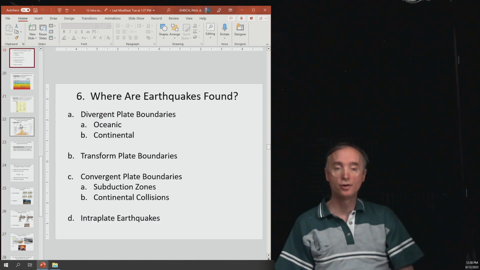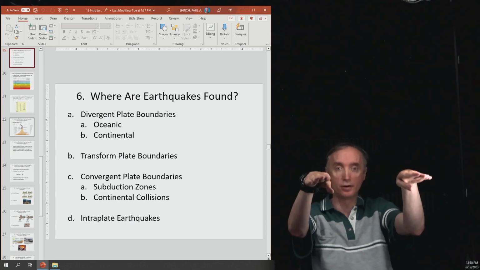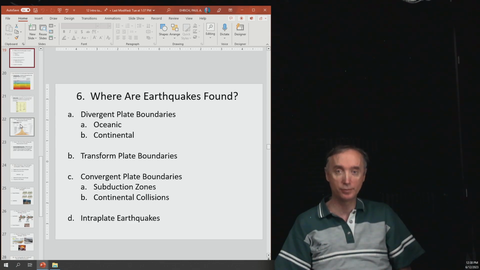Okay, let's continue our review for the Unit 3 lecture exam in geology. And we need to know, where do you find earthquakes? Most of the time, earthquakes are going to be generated at plate boundaries. So the first one is going to be a plate boundary where they're being pulled apart. So that's going to be a divergent plate boundary.